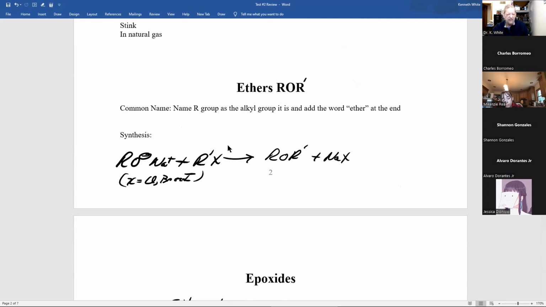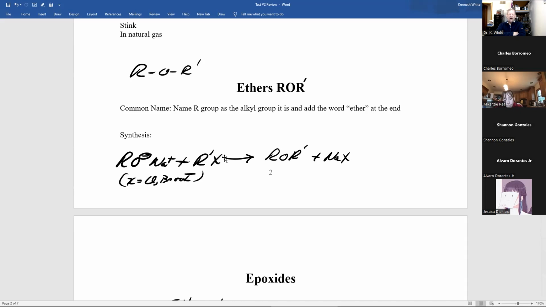Next, I talked about ethers. Ethers are R group, oxygen, R prime. I asked you to learn the common name only. Name each R group as the alkyl group, and then add the word ether at the end. The only reaction I asked you to learn was the Williamson ether synthesis, where you take an alkoxide, RO minus Na+, and react it with an alkyl halide. X can be chlorine, bromine, or iodine. R prime is just like X and Y and Z in math. It could be the same as or different from R. And you form an ether plus a salt.